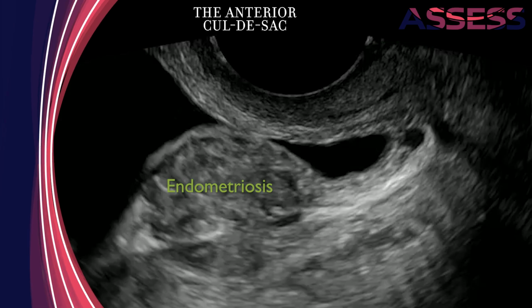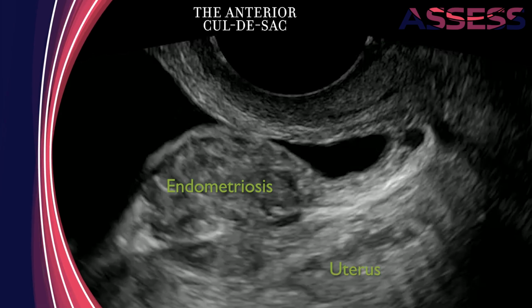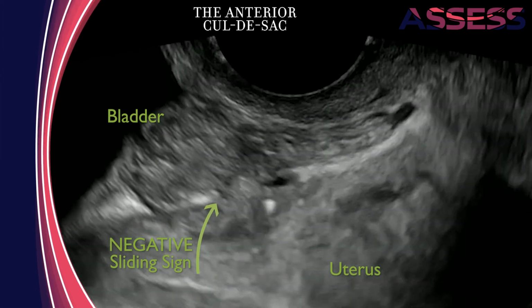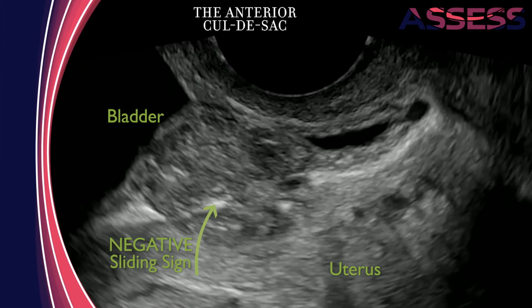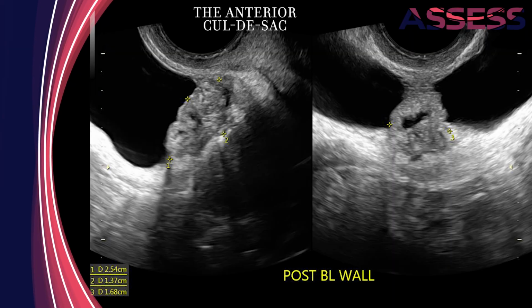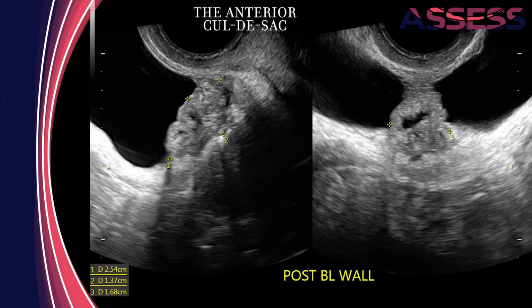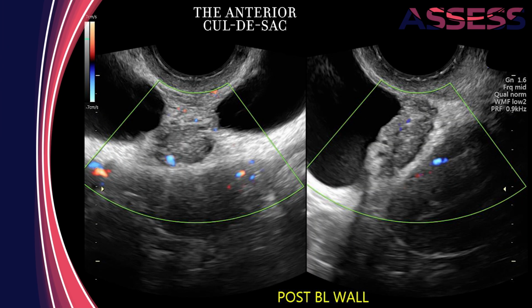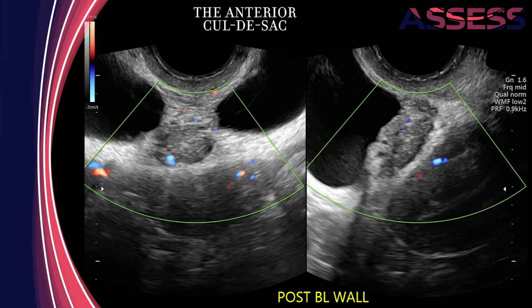Endometriosis and adhesions can occur between the anterior aspect of the uterus and the posterior bladder wall. This results in a negative sliding sign. A partly filled bladder will help to assess the bladder wall and delineate any possible lesions. If a lesion is seen, document the area with images showing measurements in 3 dimensions and Doppler flow within the nodule and surrounding tissues.